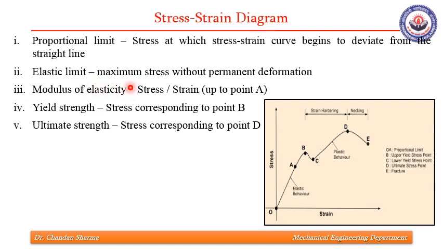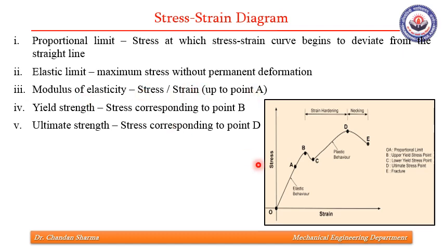Up to the elastic limit or up to the proportional limit point, the ratio of stress and strain is an important property, that is modulus of elasticity. So it is stress over strain up to point A. The units are megapascal or gigapascal.